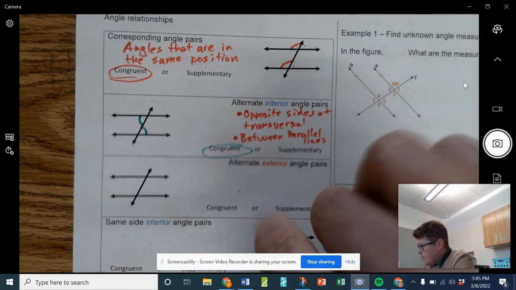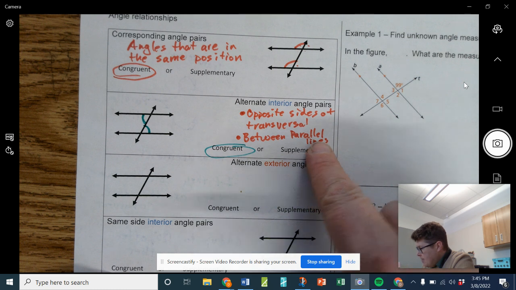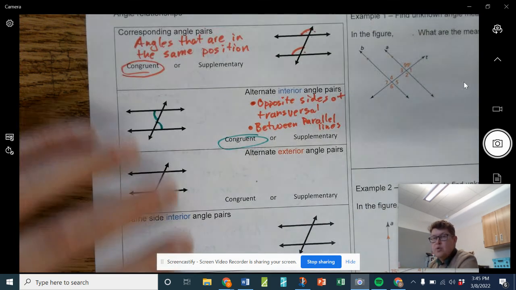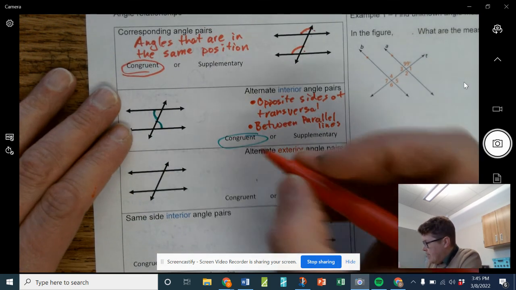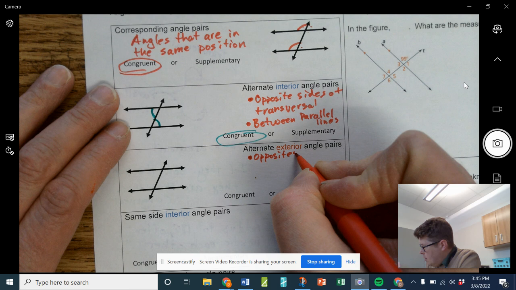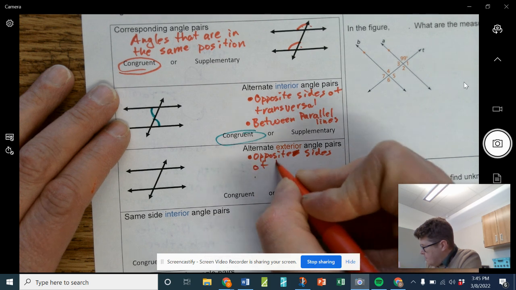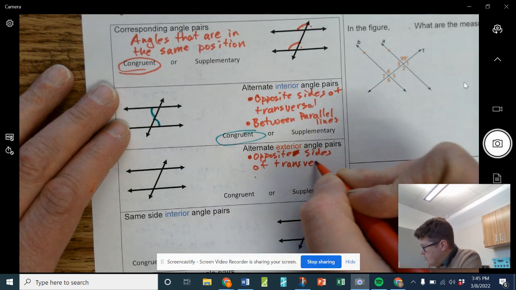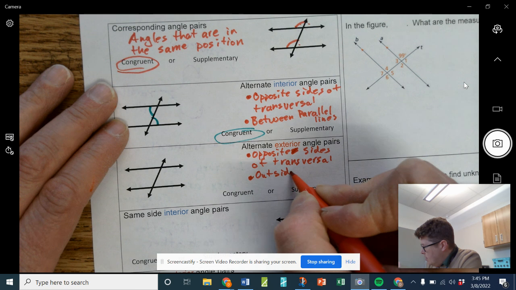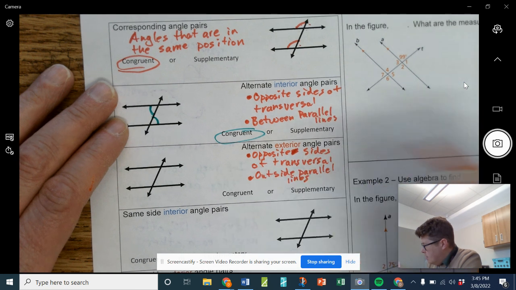Okay. Now, alternate exterior. So again, opposite sides of the transversal, but instead of being between the parallel lines, they'll be on the outside of the parallel lines. Just like exterior paint, you use to paint the outside of your house. These are outside the parallel lines. So opposite sides of the transversal, and they are outside the parallel lines. Okay?